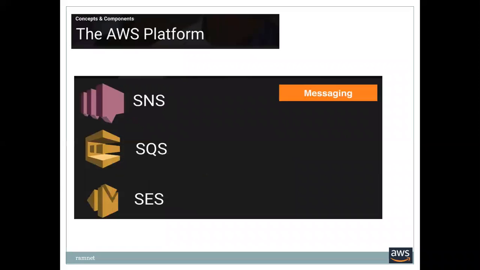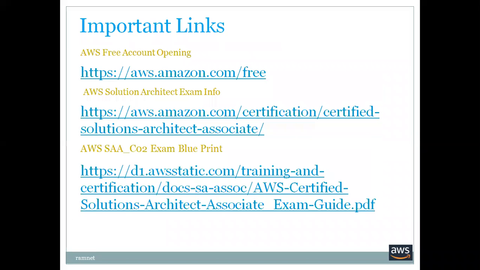For AWS platform messaging, you can do it with SNS, Simple Notification Service, SQS, Simple Queue Service, and SES, Simple Email Service. These are all the services which you can activate under the AWS platform, under the messaging services like that. So these are all the important links I would like to show you.